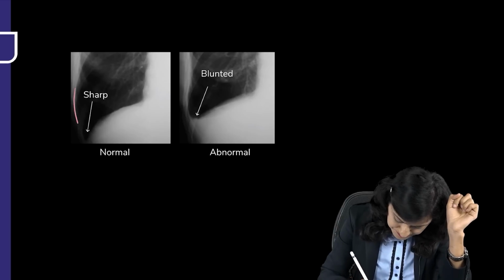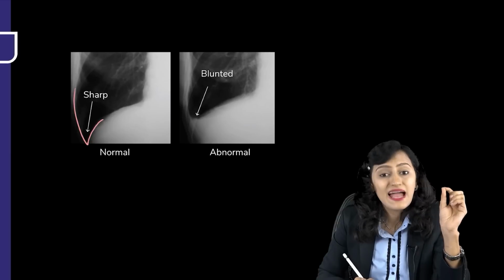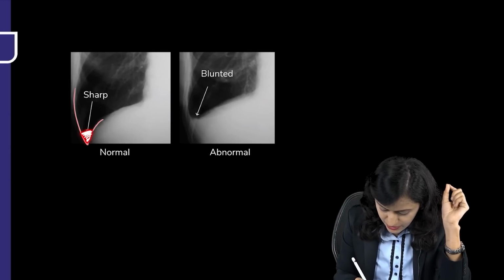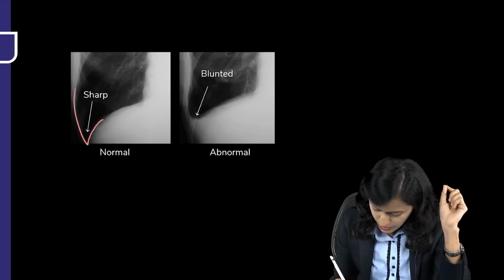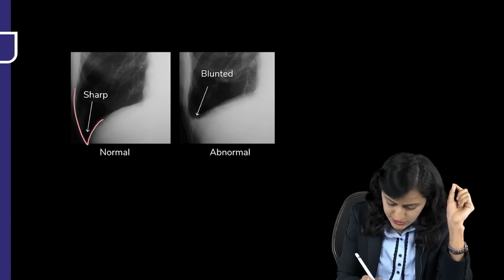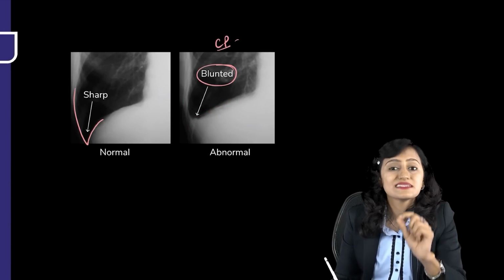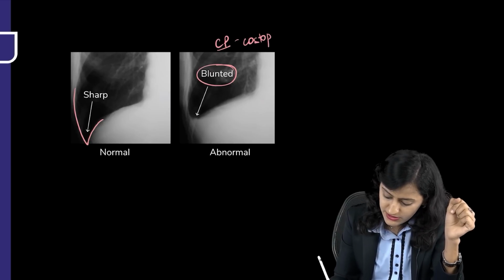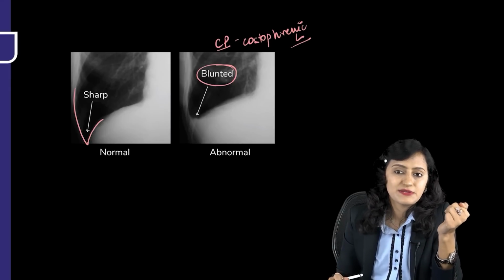So look at this one. This is the costo, this is the phrenic part. The angle is sharp. If there is accumulation of fluid here in the costophrenic angle, then the angle becomes blunted. So what do we see here? The angle is blunted. You don't see the sharp angle. So this is the blunting of the CP angle. Remember, the CP is the costophrenic, it's not cardiophrenic. That's the first thing that we see.